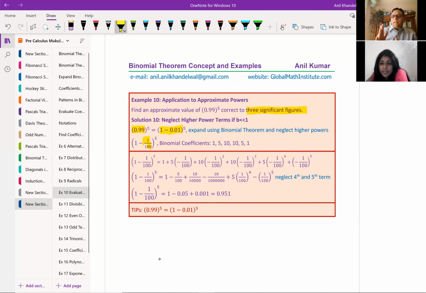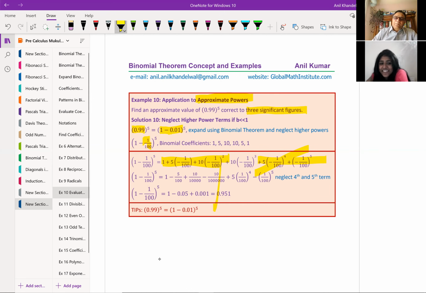As you move to powers of 4 and 5, 1 over 100 is going to give a very small value. Approximation really means neglect them, since they are very small values. It's just like being 0. You need to work with just the first 3 values to get your answer. So 1 minus 1 over 100 to the power of 5: just work with 3 values, get your answer. So easy.